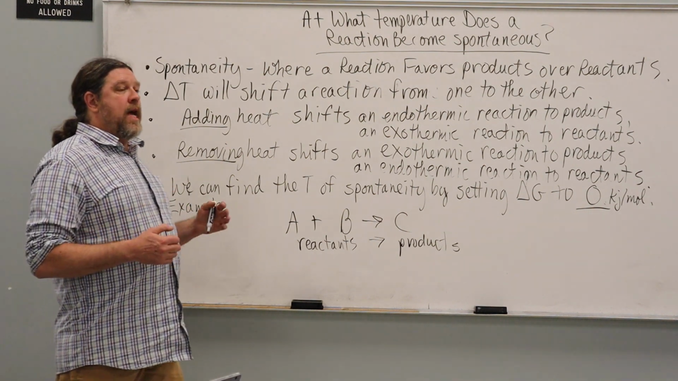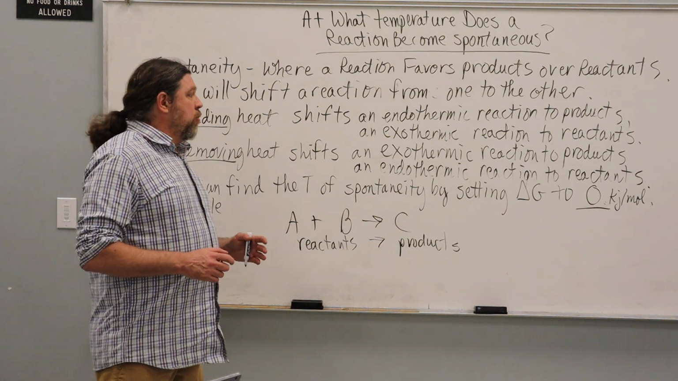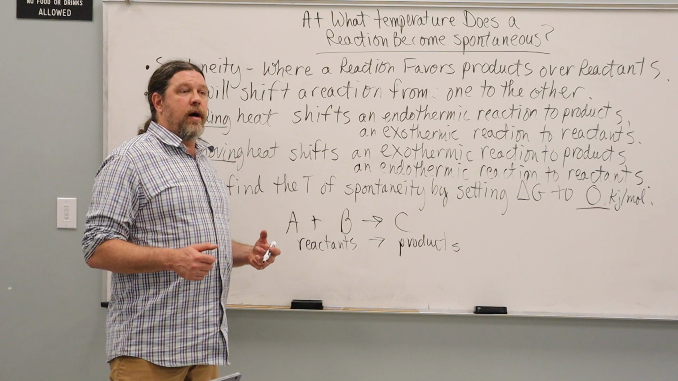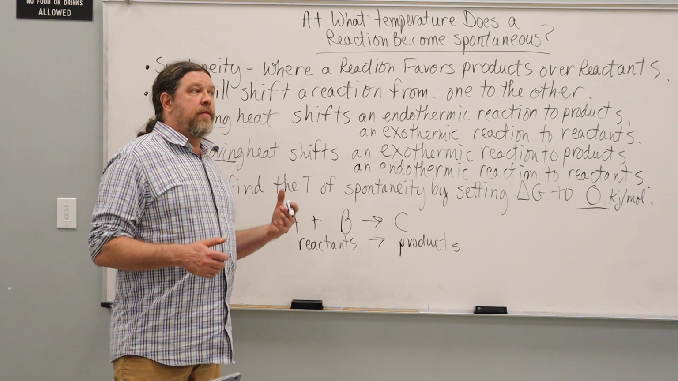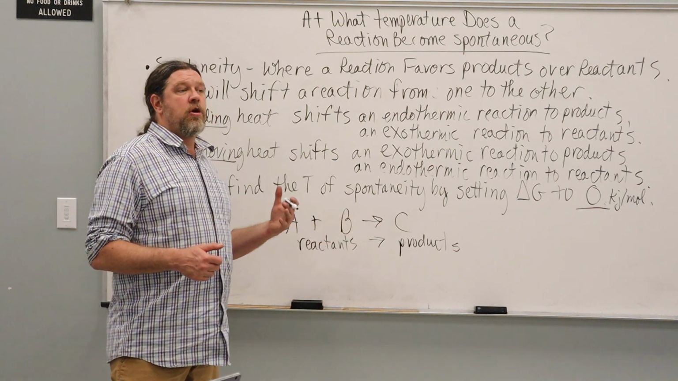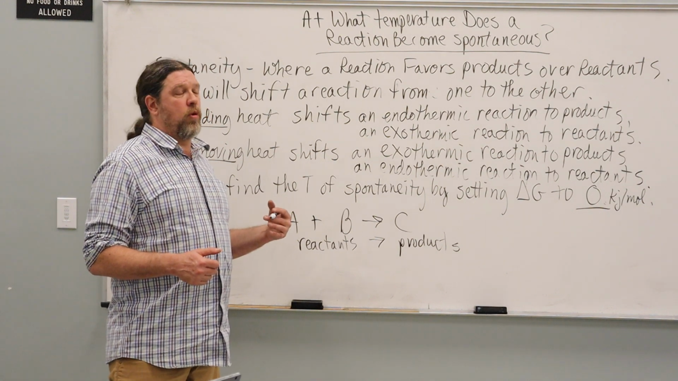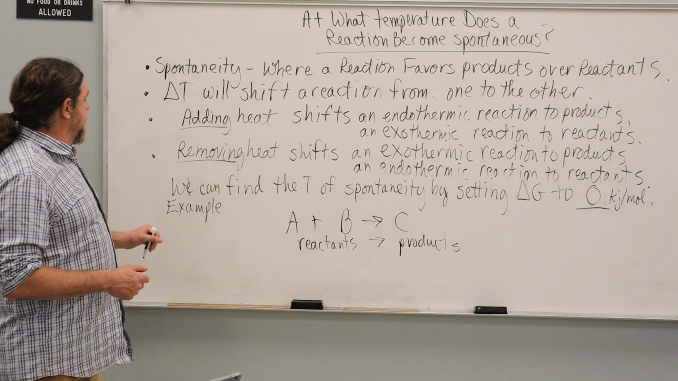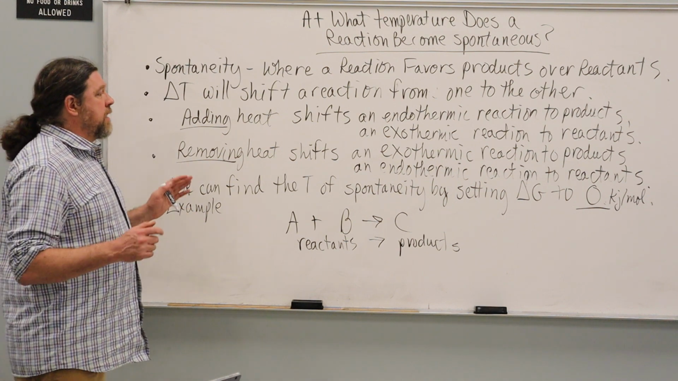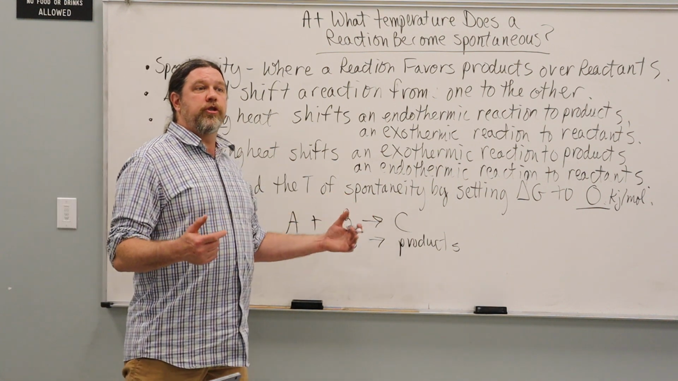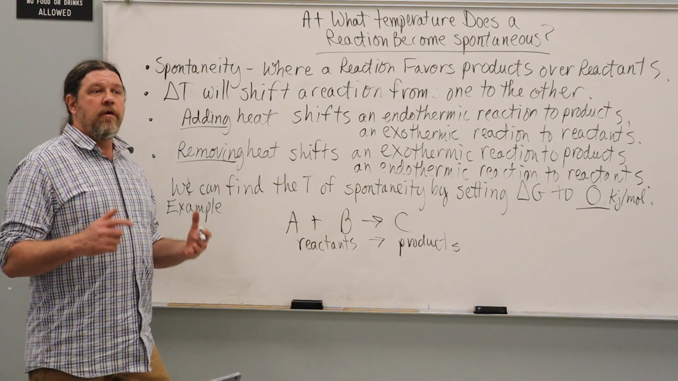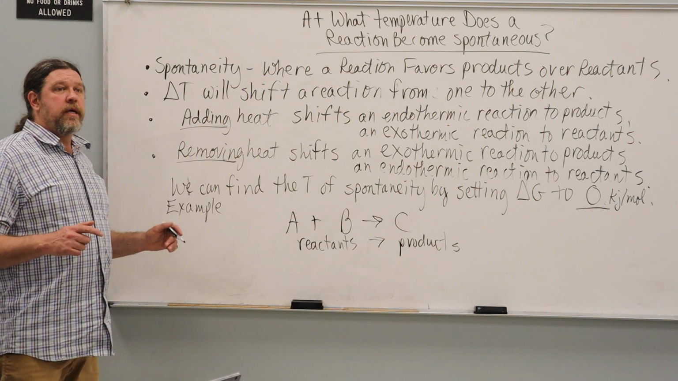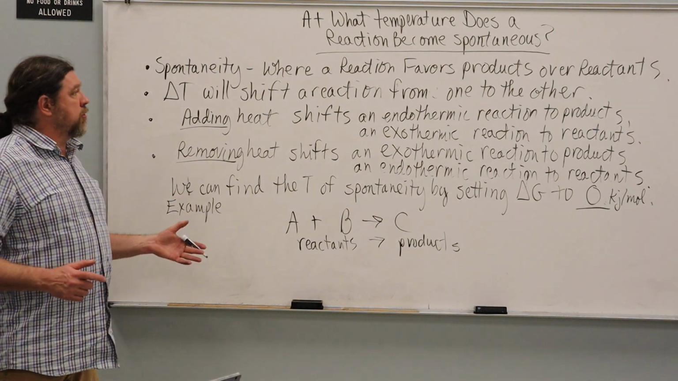So if we have a situation where we want to know whether a temperature is going to make that reaction spontaneous or not, whether it's going to shift the reaction to the left or the right, we can use Gibbs by setting Gibbs essentially to 0 and solving for an unknown temperature. So let's take a look at how we do that. It's actually pretty simple.